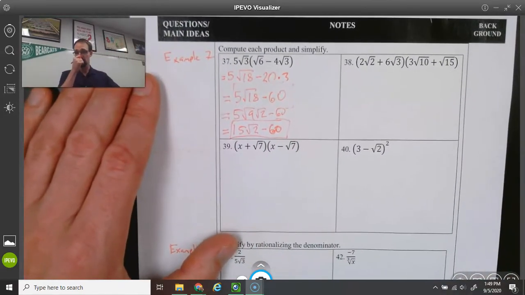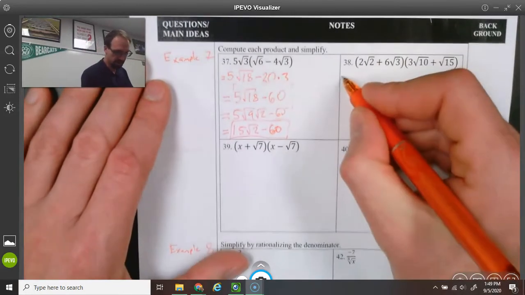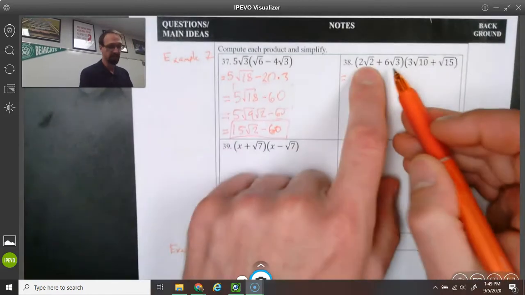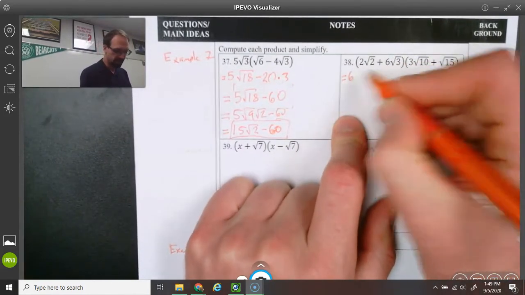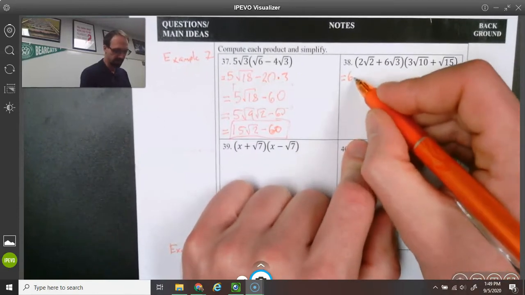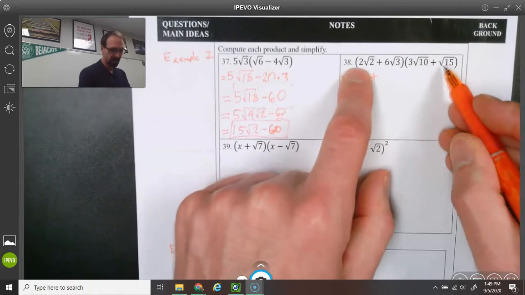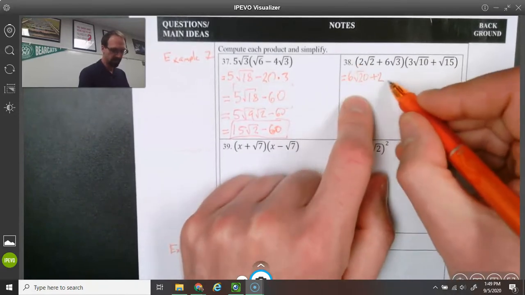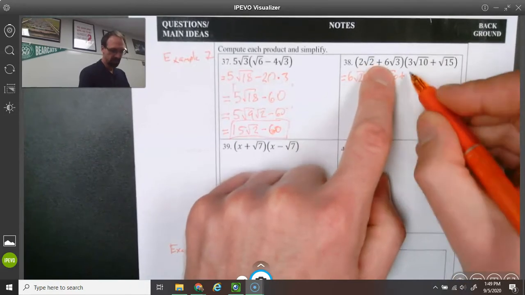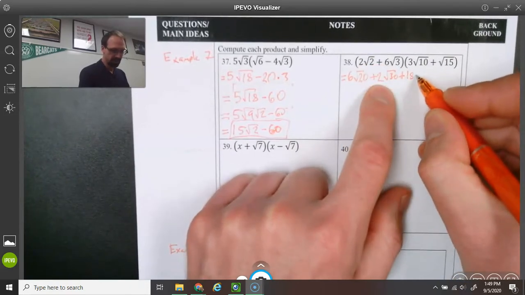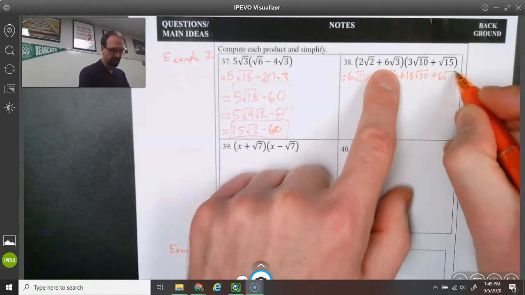For this next one, when we multiply through, I'm actually multiplying by FOIL. 2 times 3 is 6. Square root of 2 times square root of 10 is square root of 20. That's first. Outside, 2 times 1 is 2, square root of 30. Plus 6 times 3 is 18, square root of 30, and then last, 6 times the square root of 45.